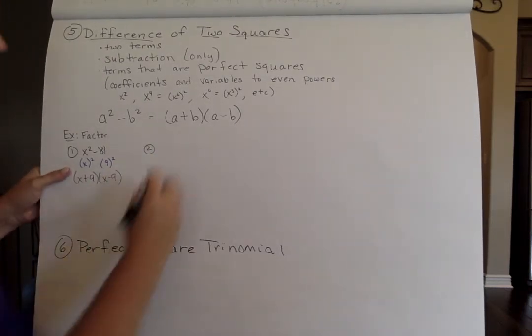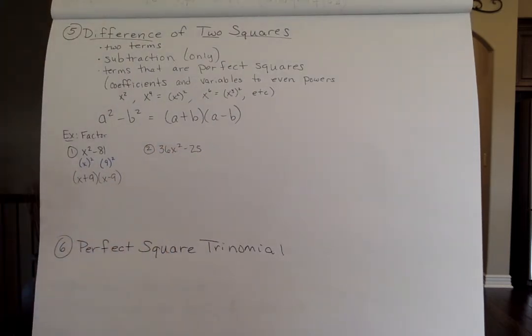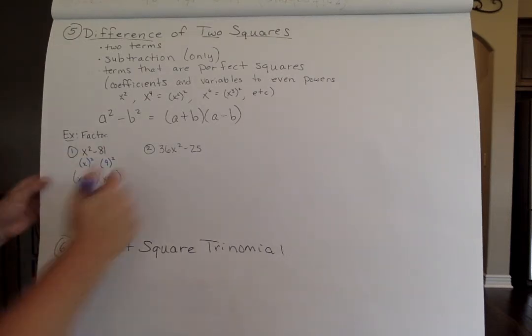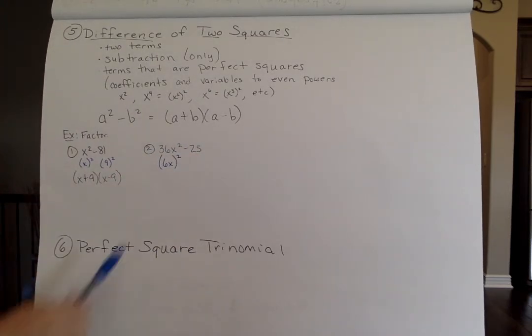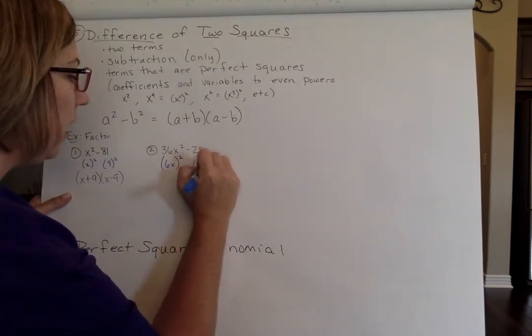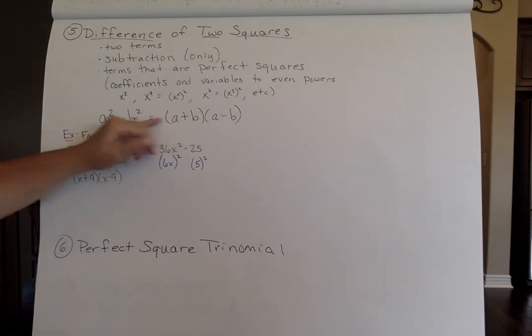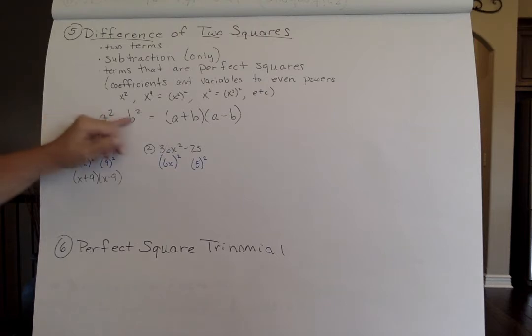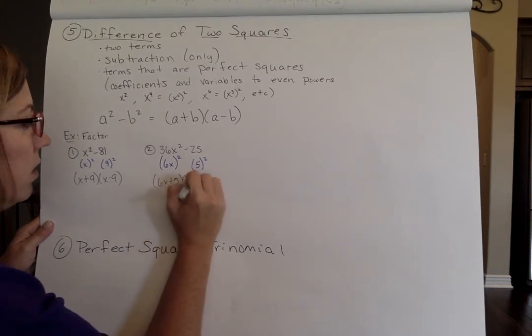Okay. Number 2, 36x squared minus 25. So we might have to think about what is squared to make 36x squared. Well, we squared 6x to make 36x squared. Remember, using the power of a product. And what was squared to make 25 was 5. So that, again, when we fill this in place of A and B, I'll be using 6x and 5. So we'll have 6x plus 5 and 6x minus 5.